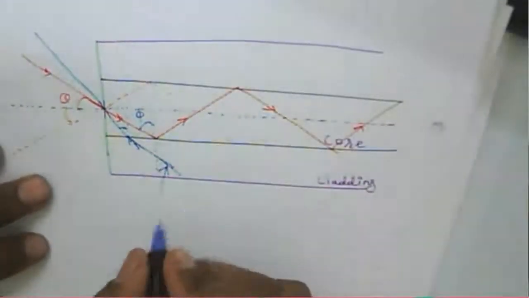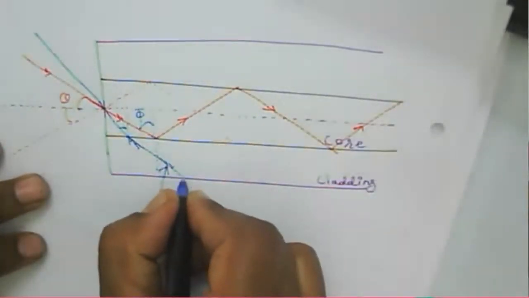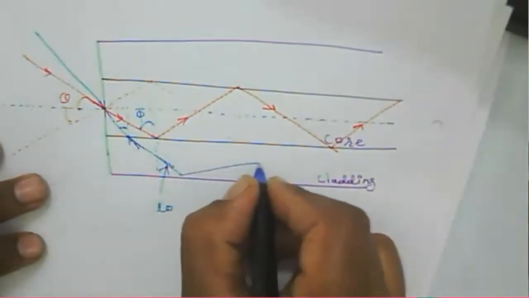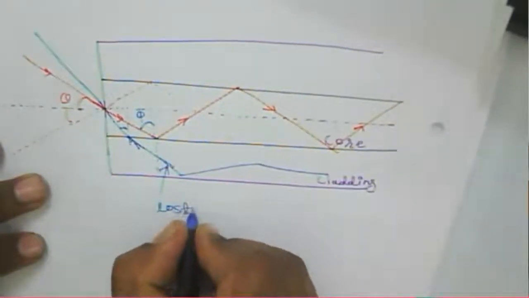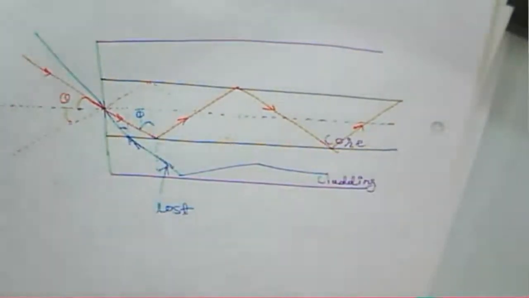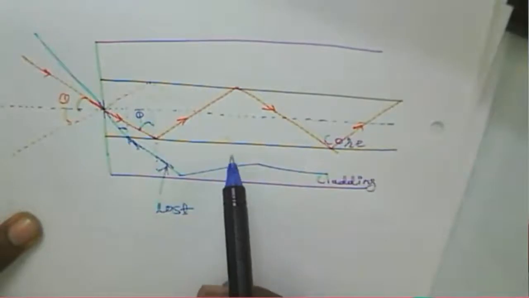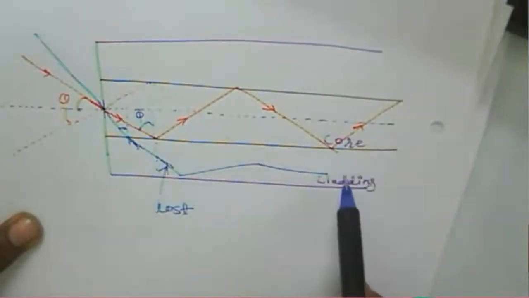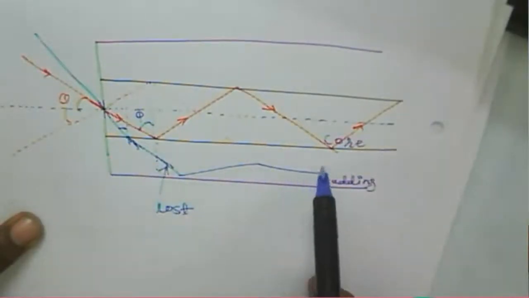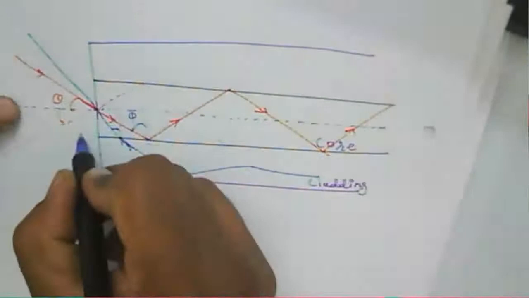So now whichever rays are propagating through this particular cladding will be lost. Whenever that ray is propagating through this particular cladding, it will eventually be lost by radiation inside the cladding. That is nothing but a loss of fiber.